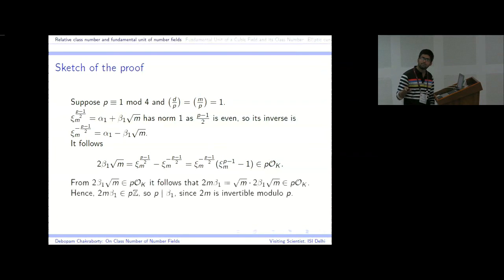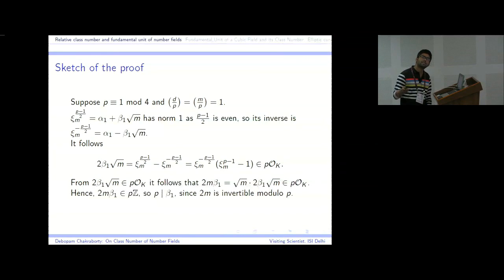So once you have that, you find that the 2 beta 1 root M belongs to this, but P neither divides 2 nor is it coprime to M. So the only possibility is that P divides beta 1. And now if you have this, you will find that this theta f that we have described earlier will always be a factor of P1 minus 1 by 2 or P1 minus 1 by 2 itself, that doesn't matter.